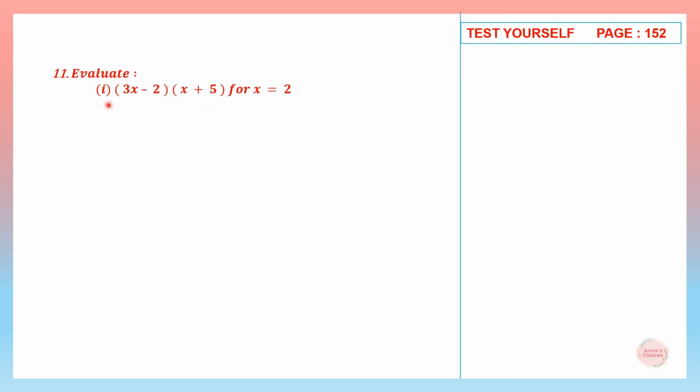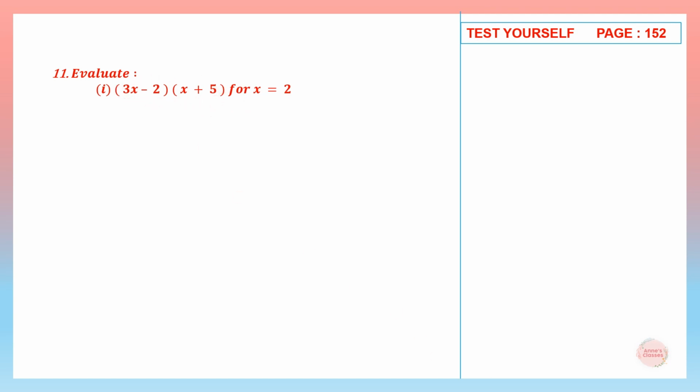Question 11, evaluate. First one, we are having a multiplication of two binomials. So you know that when you are given this way, how to multiply, isn't it? You take the first term and you multiply with everything, and then you take the second term and you multiply with the whole of the second binomial. Whereas here, they've already told us the value of x. So we can substitute it directly here without going through the long way.